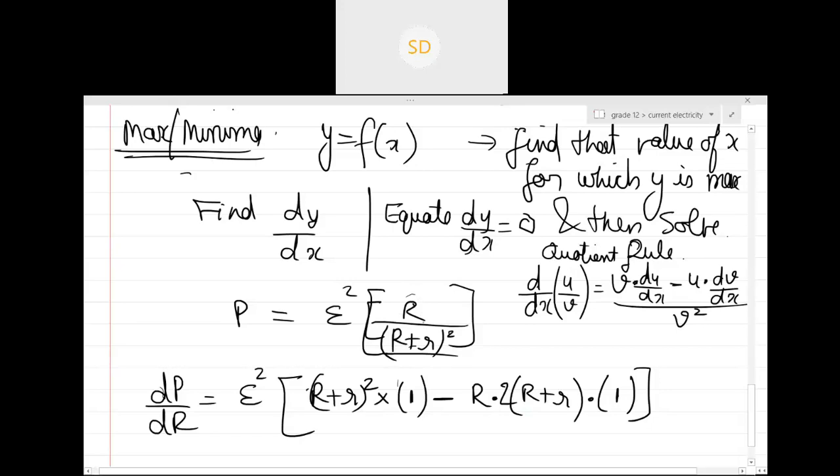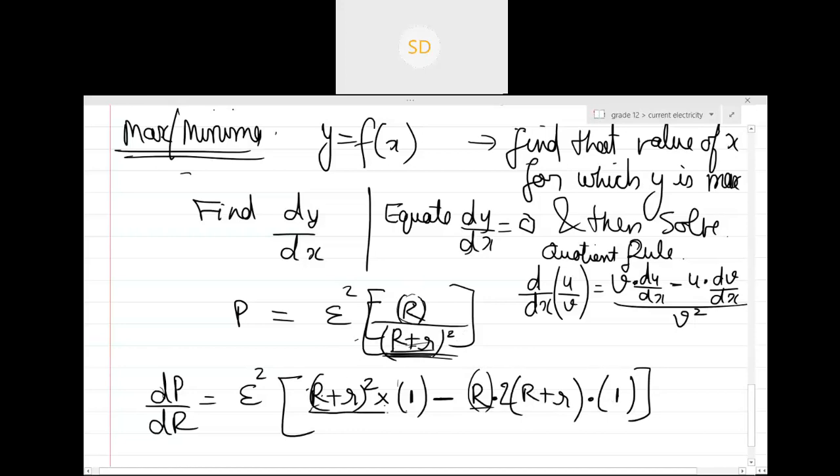The function in the numerator is u, and the function in the denominator is v. What did we do here? First, we wrote v as it is, so (R plus r) square as it is, multiplied by the differentiation of R with respect to R. So dR by dR will be 1. Then we wrote the initial numerator as it is, and then differentiated the denominator. How do you differentiate (R plus r) whole square? You apply the chain rule. Something square gives twice of something, and then you differentiate that something.